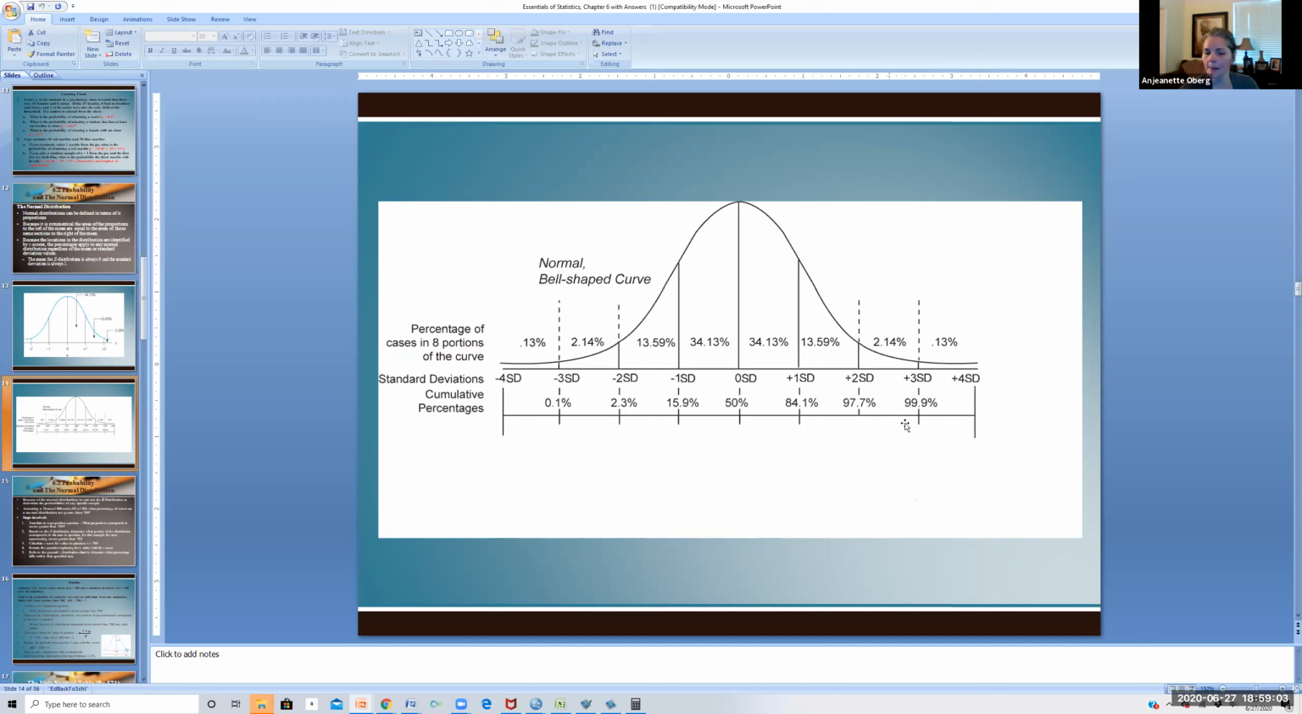Make sense? So this down here tells you what percentage of the population scores up to that point, and you can flip it to say it's the percentile. If you score here, you're in the 50th percentile. If you score here, you're in the 2.3 percentile. Or you can flip it and say, what's the probability of me getting this score, okay?